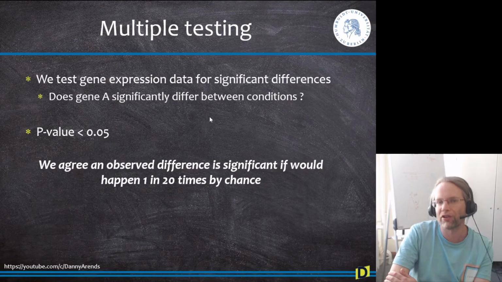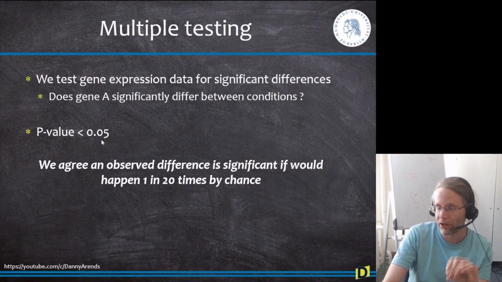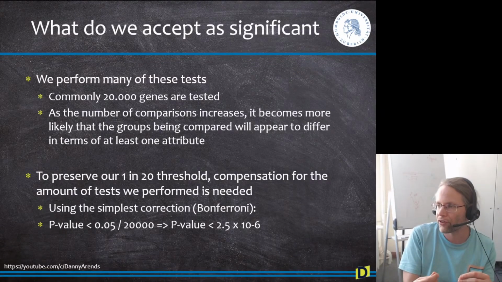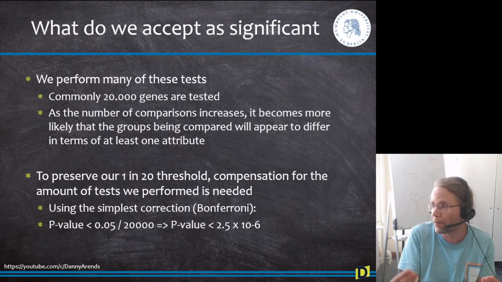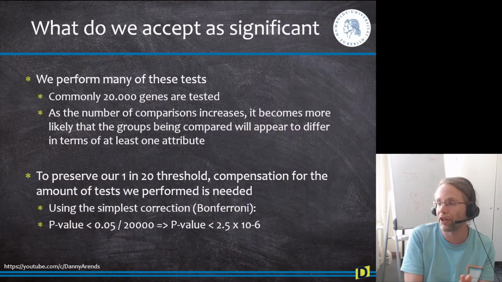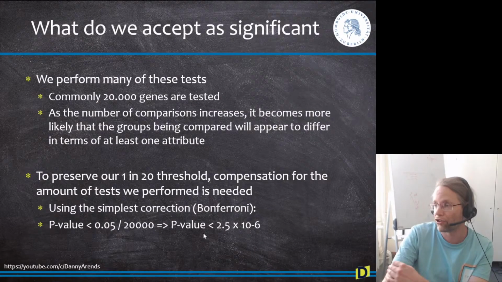But multiple testing means that when we do a single test, we agree on this p-value, right? So we agree that 1 in 20 is by chance. But with multiple testing, we perform many of these tests when we do a microarray, right? If we have 20,000 genes on our microarray, we do 20,000 tests. And as the number of comparisons increases, it becomes more likely that the groups being compared will differ because of some randomness, right? So to preserve this 1 in 20 threshold, we need to compensate for the amount of tests that we perform. The simplest correction that you can do is the Bonferroni correction, and that just means that, well, we did 20,000 tests, so now our p-value needs to be smaller than 0.05 divided by 20,000. So that means that only when a p-value is below 2.5 times 10 to the minus 6, we are going to believe that this p-value is significant.